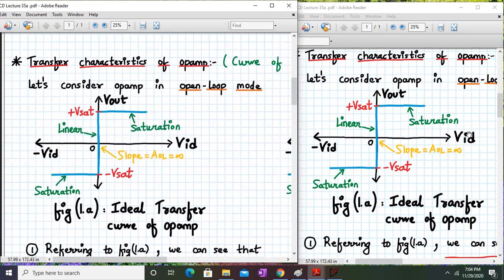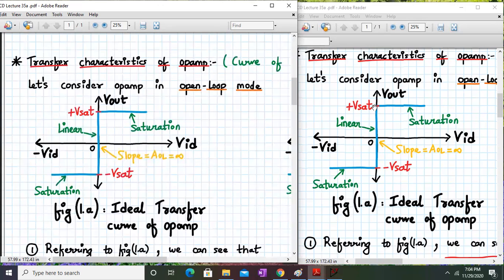Whenever VID is greater than 0, that means voltage V1 is greater than V2, and the output of the op-amp is at plus Vsat. Whenever VID is less than 0, that is negative, the output of the op-amp stays at minus Vsat, that is negative saturation. The transition between the positive and the negative saturation is almost like a vertical straight line. Hence, we can say that the slope of this transition is infinity because it's a perfect vertical line. Hence, the open loop gain is considered to be infinity for an ideal op-amp.